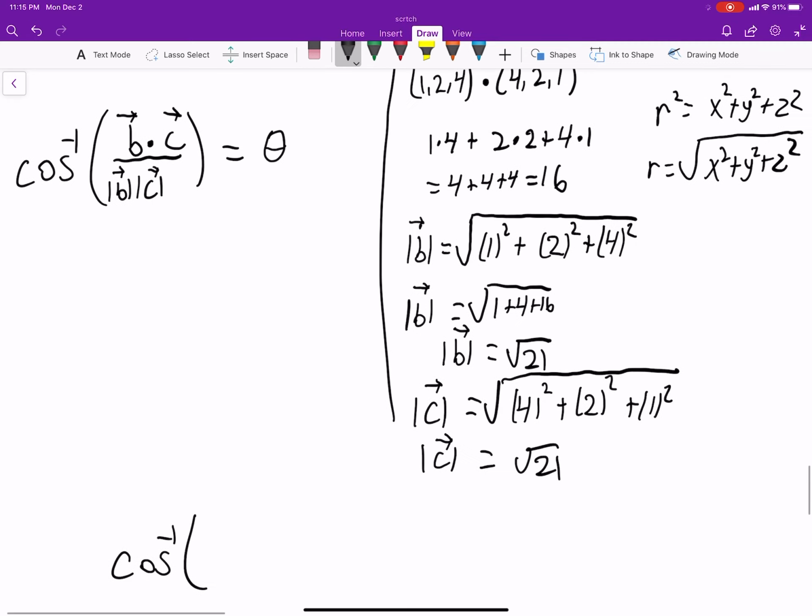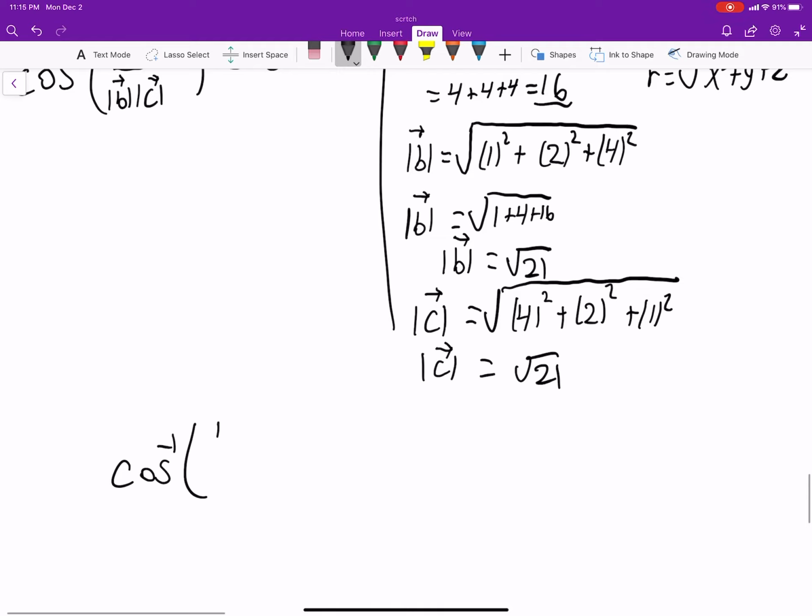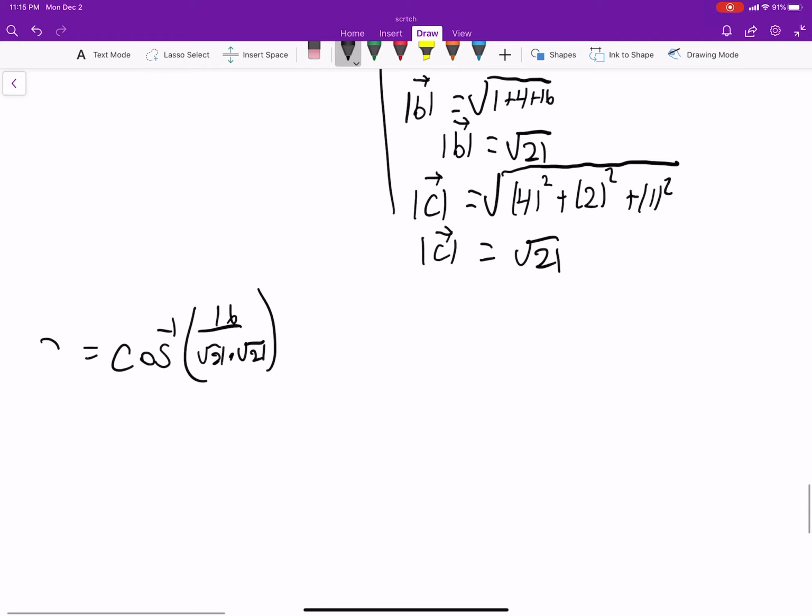So that's cosine inverse of the dot product, which we computed to be 16, over the square root of 21 times the square root of 21, which is just cosine inverse of 16 over 21.